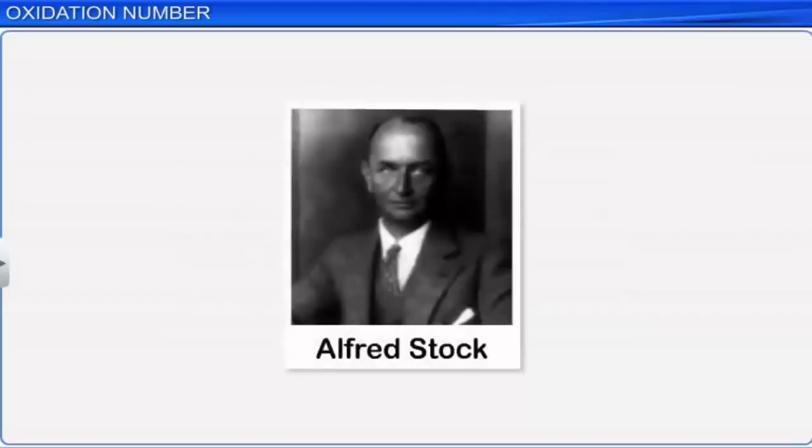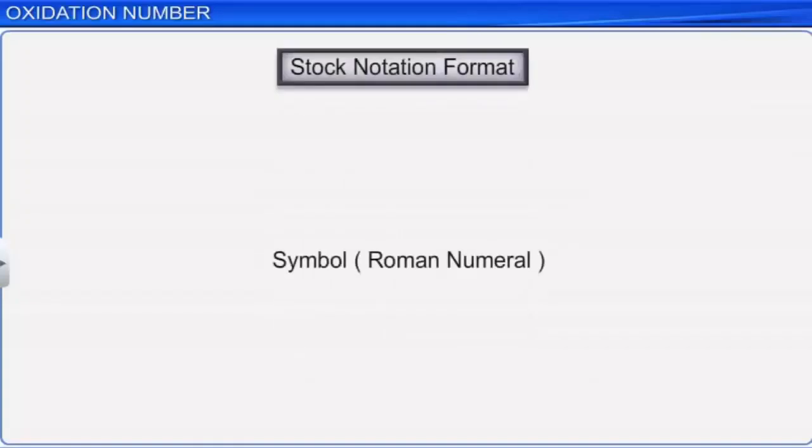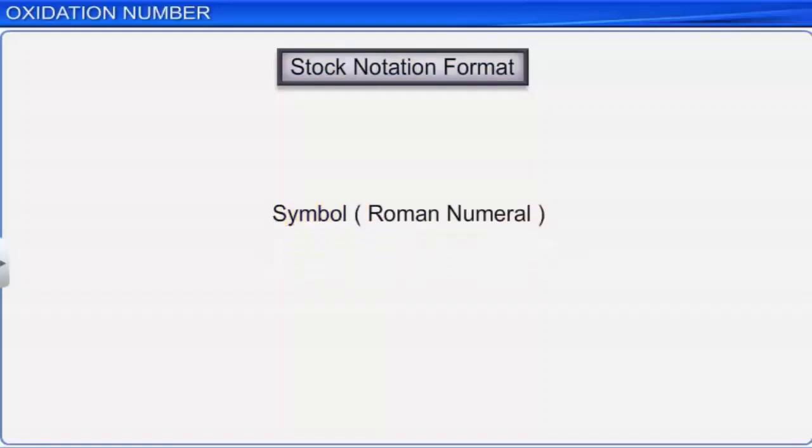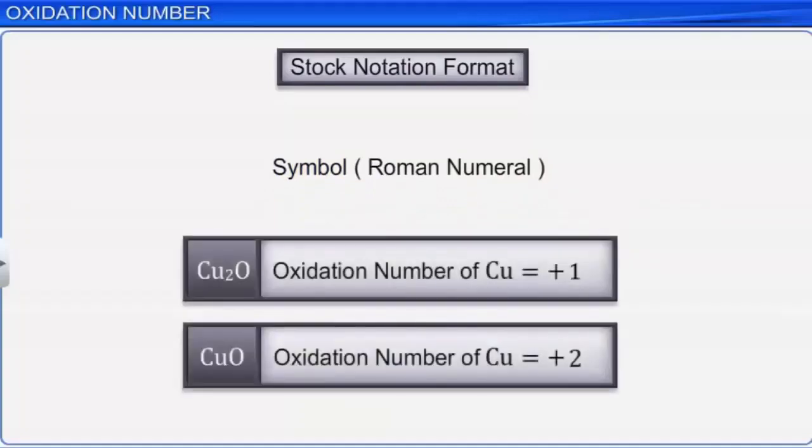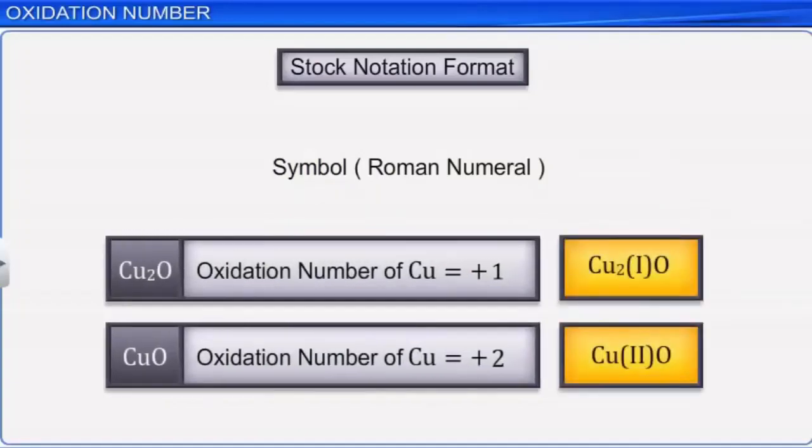Alfred Stock, a German chemist, introduced a nomenclature system to indicate oxidation numbers for metals that exhibit more than one oxidation number. The nomenclature, known as Stock notation, indicates the oxidation number by placing a Roman numeral within parentheses after the symbol or name of the metal. Thus, the oxidation numbers for copper in both compounds can be indicated as shown.